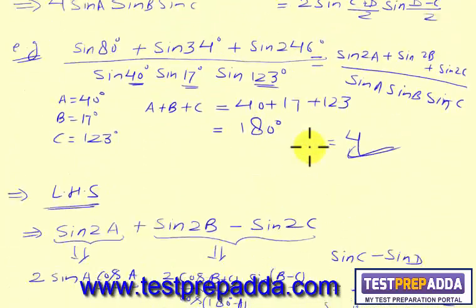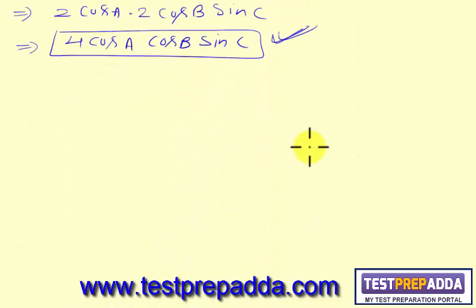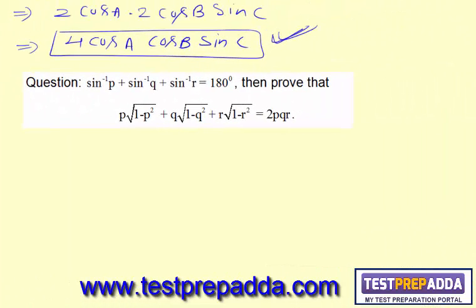Now I'll take a question here. Here the question says sine inverse P plus sine inverse Q plus sine inverse R is equal to 180 degrees. Then prove that P root (1 minus P square) plus Q root (1 minus Q square) plus R root (1 minus R square) is equal to 2PQR.